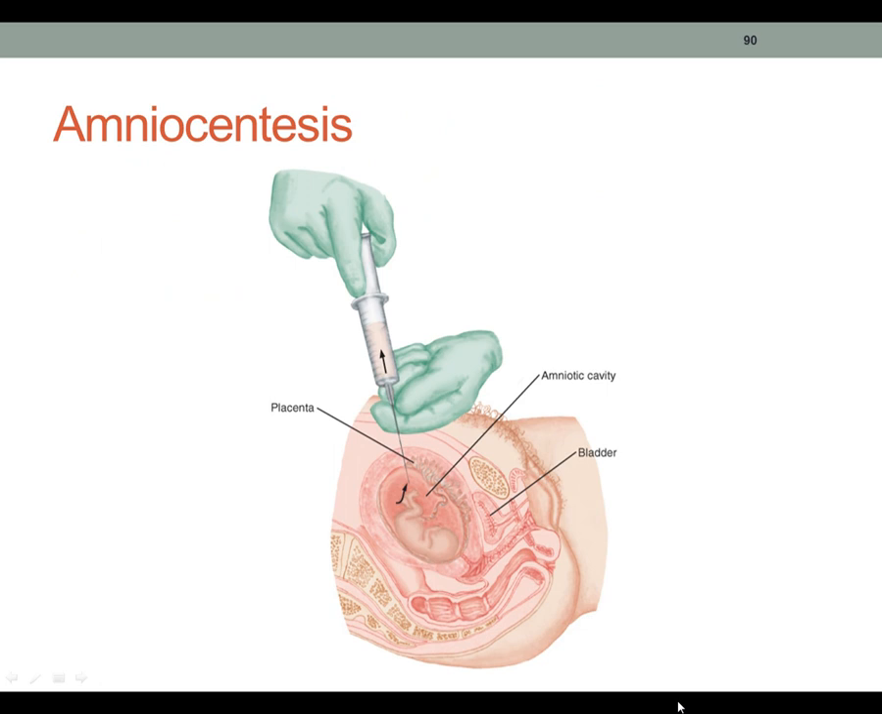And this is just an illustration of how they do an amniocentesis. They use a large bore needle and a syringe, and they actually go through the abdominal wall into the uterus and aspirate out some of the amniotic fluid.